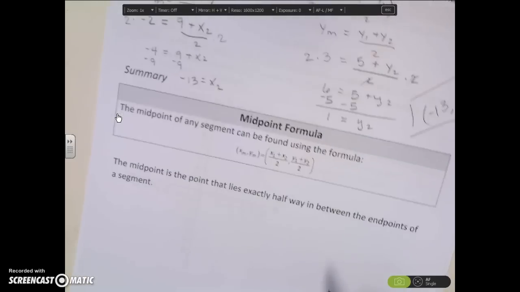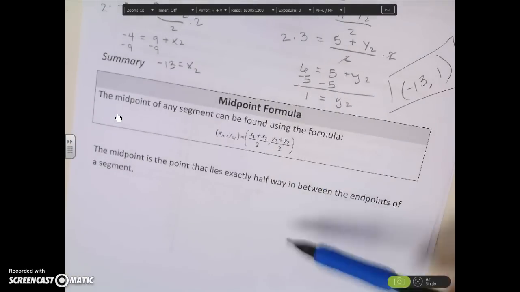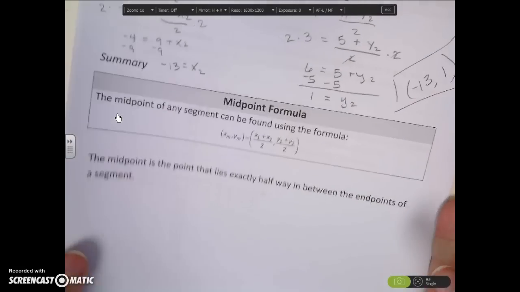All right. And a brief summary of the midpoint formula: just know the midpoint is exactly halfway between the endpoints of a segment.